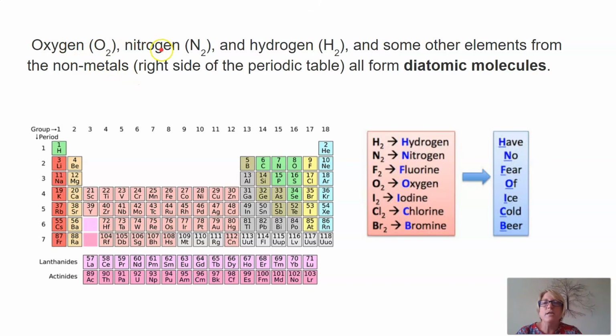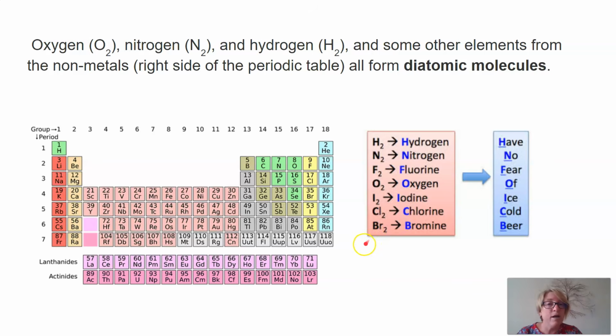So oxygen, nitrogen, and hydrogen, and some other elements from the non-metals on the right side of the periodic table, all form diatomic molecules. If we go through these elements again, it's hydrogen, nitrogen, fluorine, oxygen, iodine, chlorine, bromine. And if we look at where we find these on the periodic table, there is hydrogen, there is nitrogen, there is oxygen, and there is fluorine, chlorine, bromine, and iodine.